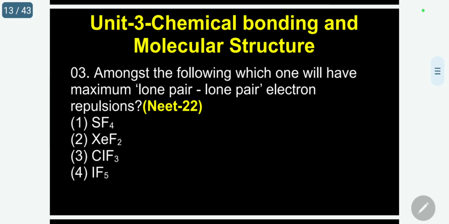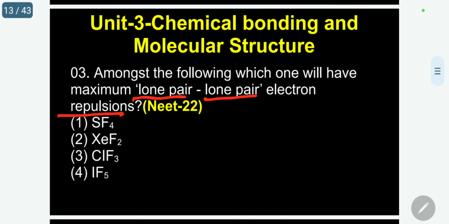This is also another interesting question asked in NEET 22. Let me read it now. Question number 3. Amongst the following molecules, which one will have maximum lone pair electron repulsion? Actually, this question is asked under valence shell electron pair repulsion theory. So we have to find out the number of lone pairs present in each molecule.